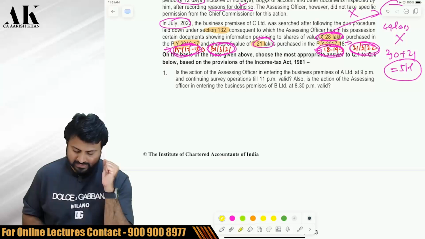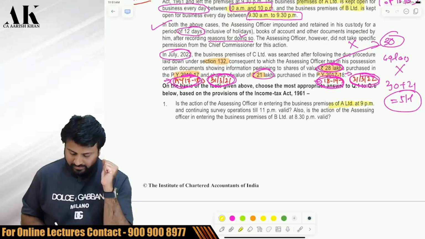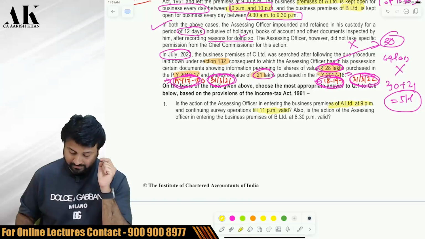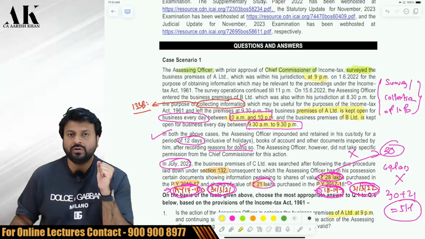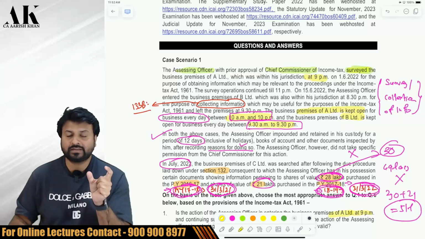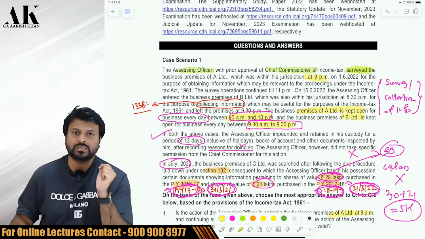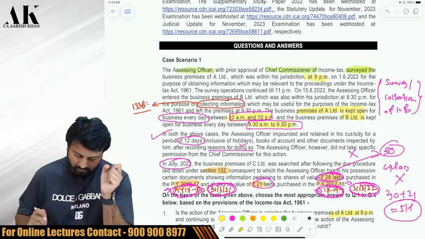Is the action of the AO entering the premises of A Limited at 9 p.m. and continuing survey operations till 11 p.m. valid? So first of all, is the action of the AO valid? AO is entering at 9 p.m. Now listen carefully. If AO is entering a business premises, and if your business hours is in the night, generally AO should enter any place after sunrise but before sunset. But in case of business, if your business hours is in the night, then he can also enter in the night also.